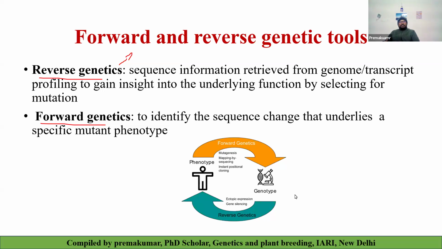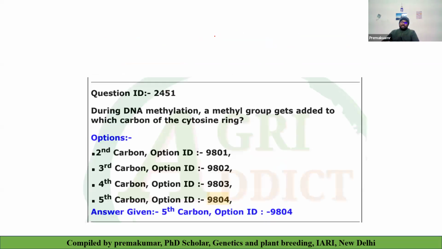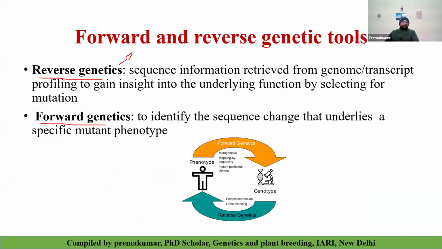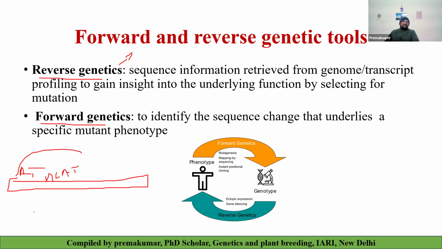It means we have sequence information, but we want to know what effect that sequence will cause in the organism. For example, we have a rice genome. We have a continuous sequence, like ATGC, ATGC. But which part of this one? For example, from this to this one.